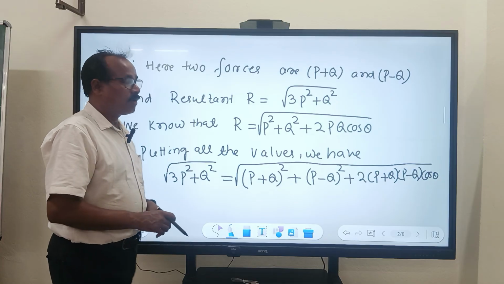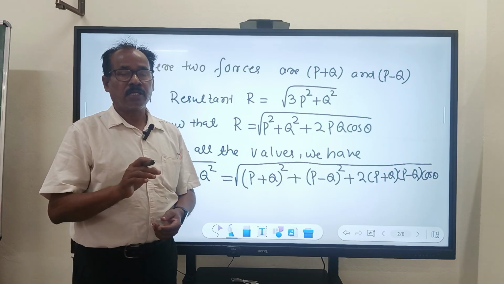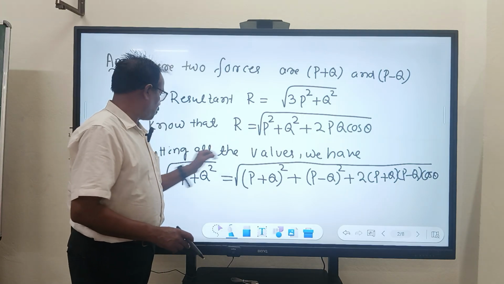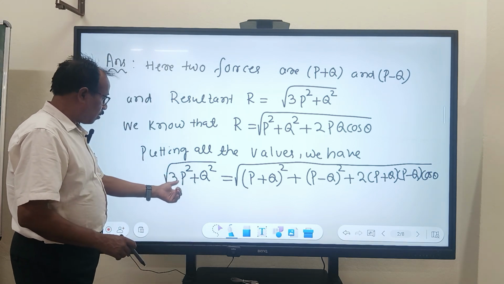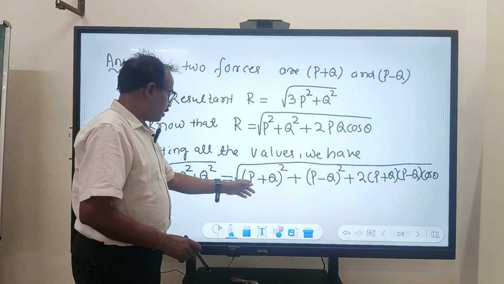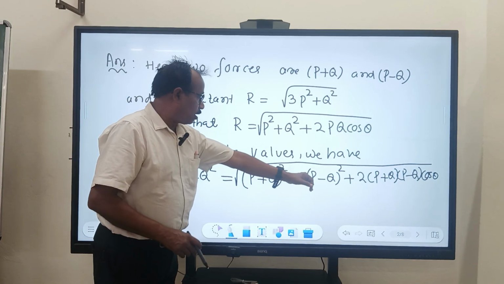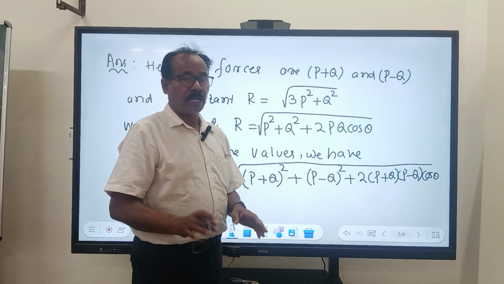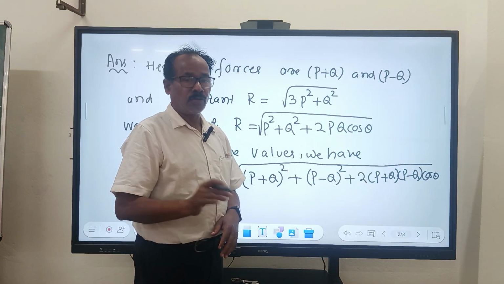We know that R is equal to root over P square plus Q square plus 2PQ cos theta. Putting all the values, we have R is equal to root over 3P square plus Q square. Then P is equal to P plus Q whole square and Q is equal to P minus Q whole square, plus 2 whole into P plus Q into P minus Q cos theta.